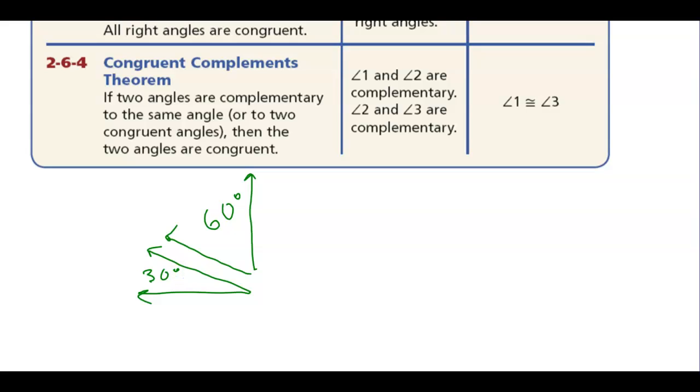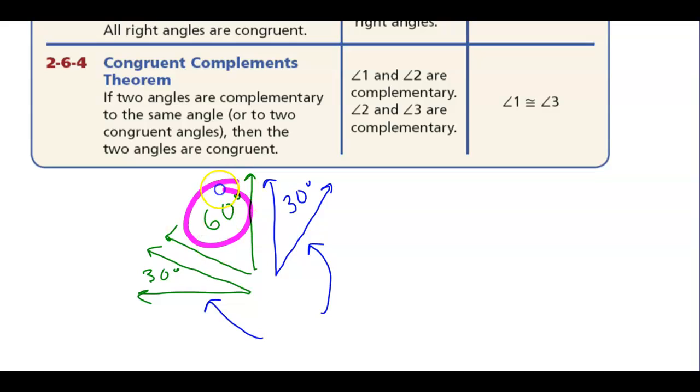So one angle is complementary to another angle. And that 60 degree angle is also complementary, 90 degrees. That angle is complementary to another angle. Obviously, if that one's 60, that one has to be 30 for those to add up to 90. So once again, two angles are both complementary to the same angle. So therefore, these angles are congruent. You can see they're both 30 degrees. And that's what this is saying.